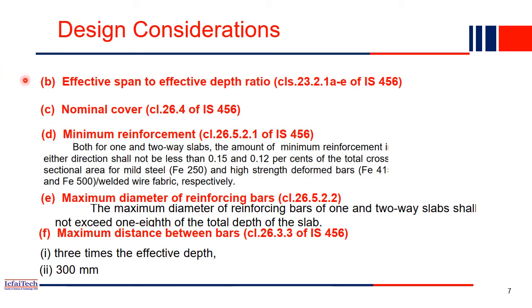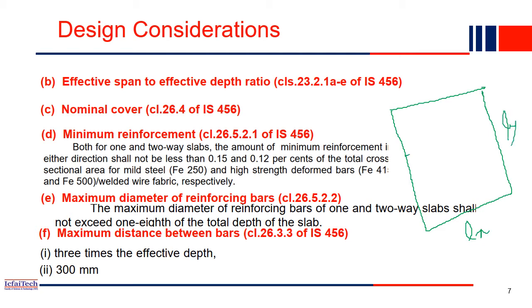So first, A was the effective span. Now B is the effective span to effective depth ratio. So what is effective depth? Effective depth of a slab, right? Slab, as I mentioned, let me draw it. So this is a one-way slab, right? One dimension is very large. So Lx and Ly. One dimension is very large compared to the other dimension.